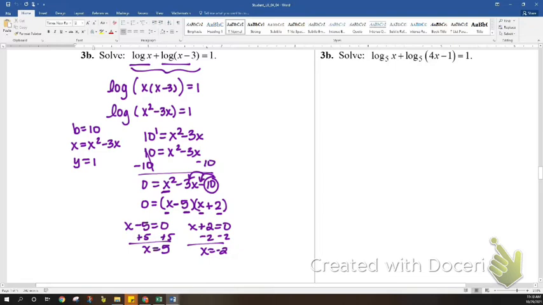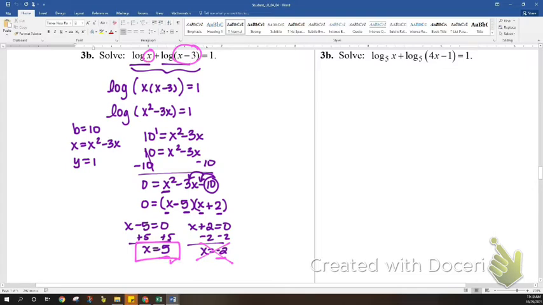I'm changing colors here. So my first one is log of x. If I plug in 5, that's fine. If I plug in negative 2, that doesn't work, right? We can't take log of a negative 2. So therefore 5 worked. But I still have to check the other one, okay? My other was log of x minus 3. Well, when I plug in this 5 here, that's 5 minus 3, which is 2. 2 is positive. That works. So there is our only solution.